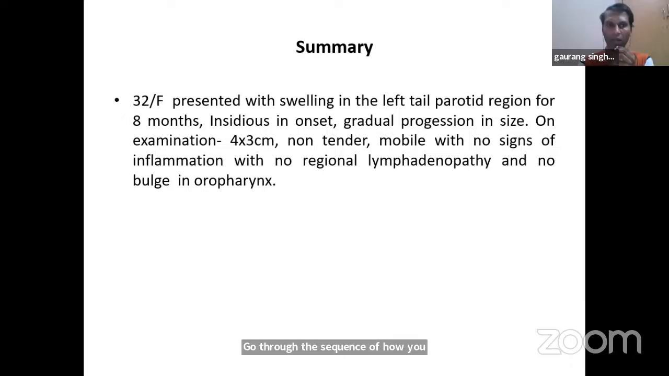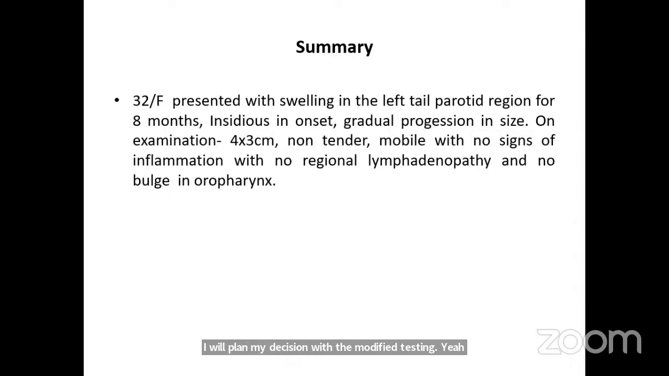Sir, I will prefer a superficial parotidectomy for this case, and I will plan my incision with the modified Blair incision. Then after elevating the patient. So I hope you know that there's a singly modified Blair, there's a doubly modified Blair that we use, there's a triply modified Blair. Do you know the difference between the three?